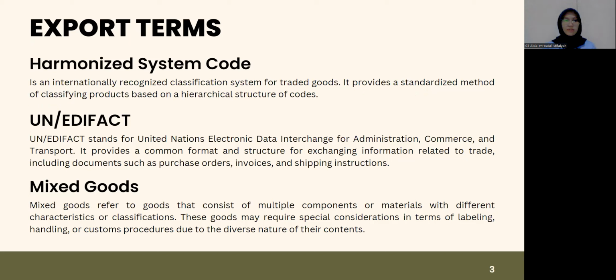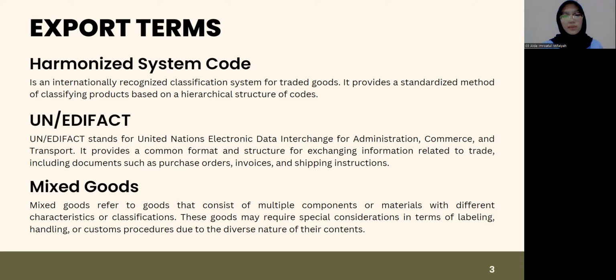And the next one, we have harmonized system code. It belongs to export terms because it is a classification system used by exporters to assign the appropriate code to goods being exported, facilitating customs clearance and trade documentation. It also provides a standardized method of classifying products based on a hierarchical structure of codes.